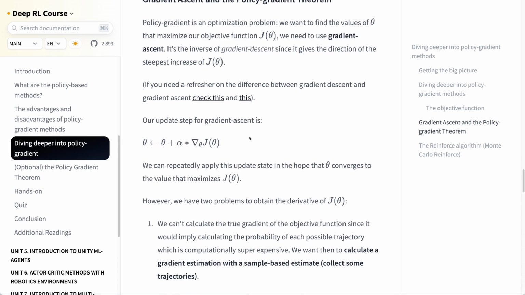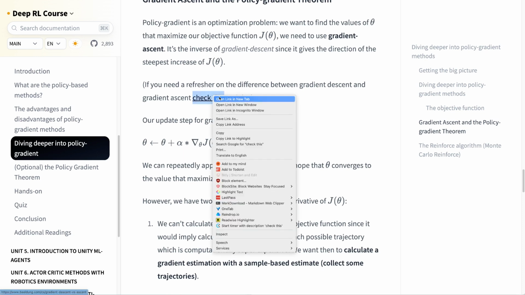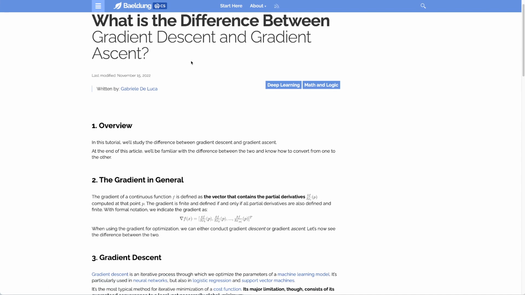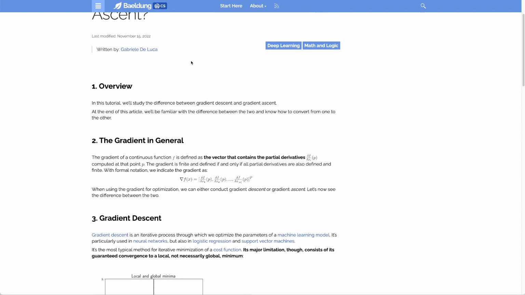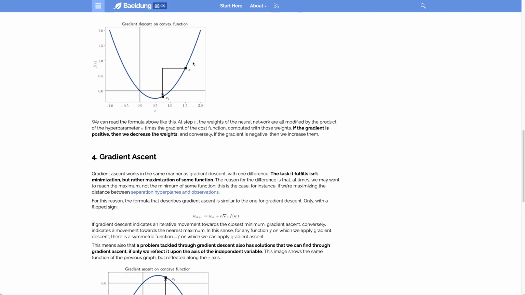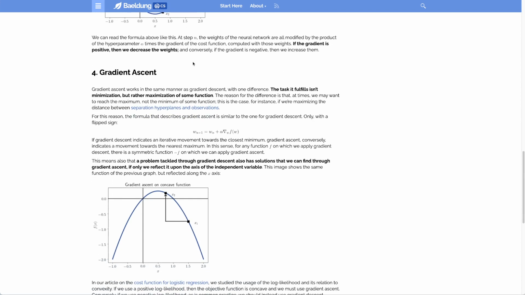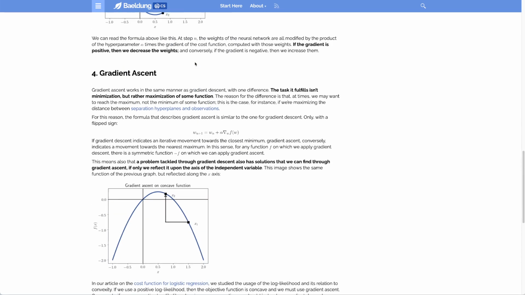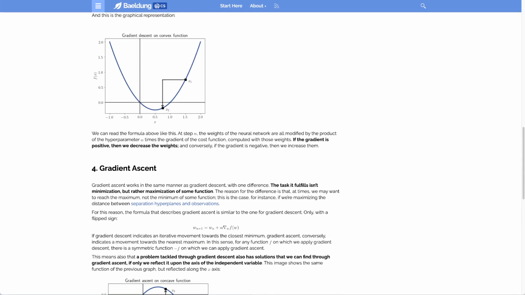Okay. So hope this is not another 1 hour video. What is the difference between gradient descent and ascent? In this tutorial, we'll study the difference. I'll leave this as an exercise for the reader. But hopefully they're roughly the same, where one is a min function and one is a max function.